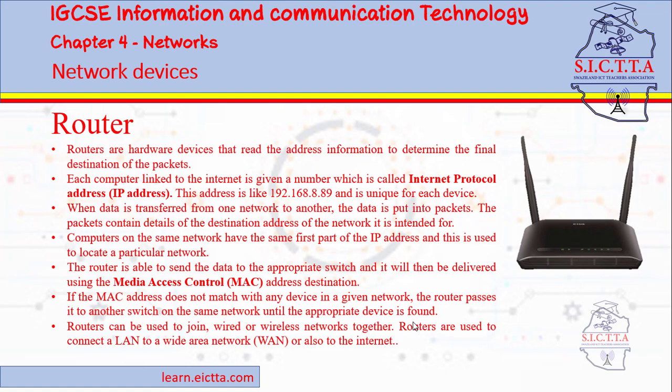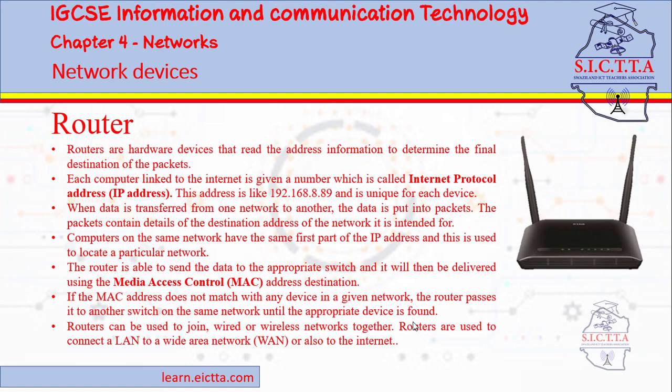This address has three-digit numbers. It is divided into four: the first three-digit number, the second three-digit number, and the last two are also three-digit numbers. And it is unique for each device. So each network device on the network has a unique IP address.